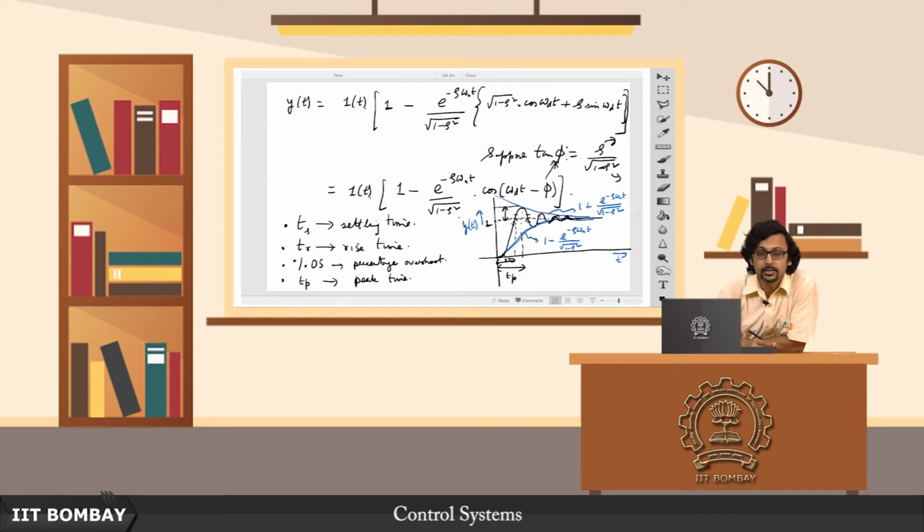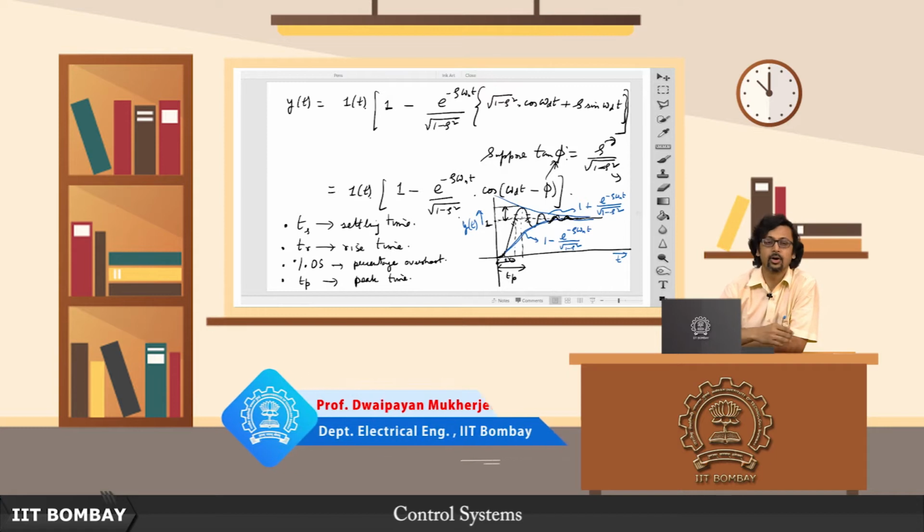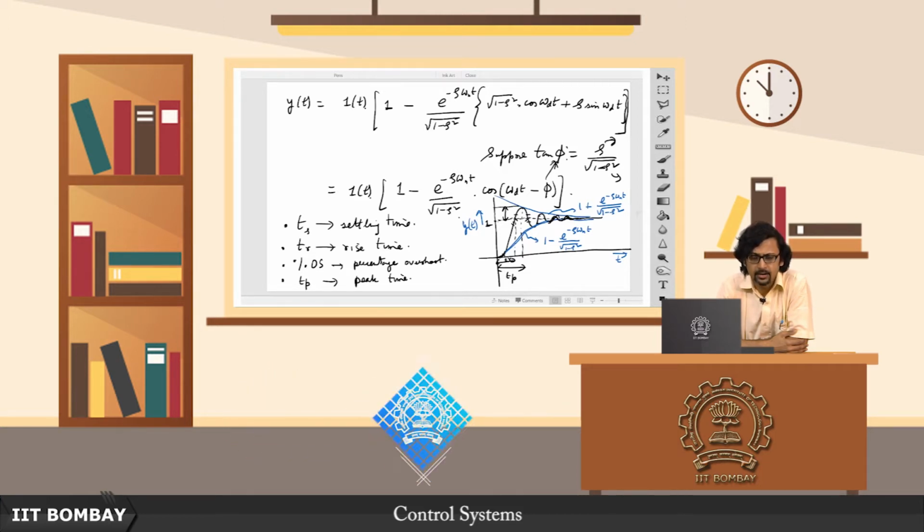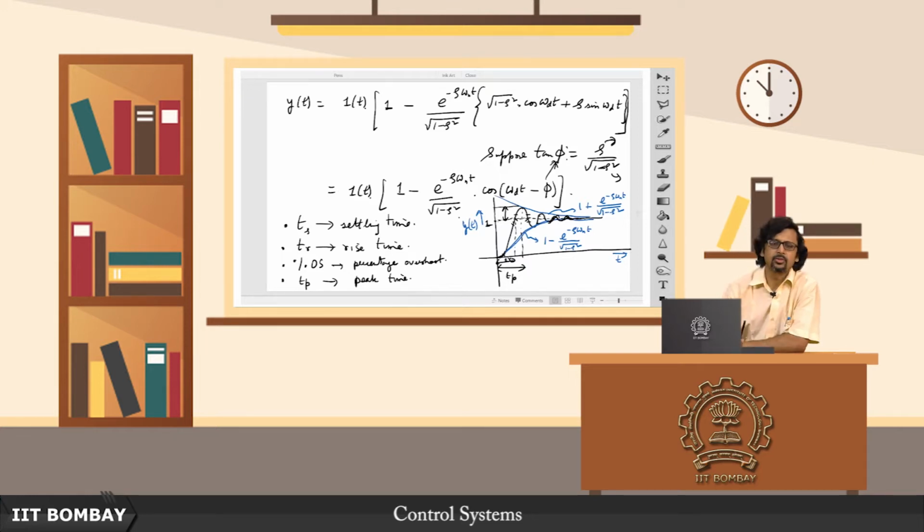Hello and welcome to another lecture of this course on control systems. If you recall, in the previous lecture we have already derived the expression for the step response of an underdamped second order system, and we've also specified certain performance metrics which we promised we would derive in the next lecture, which is today. So let us without further ado get started with that.